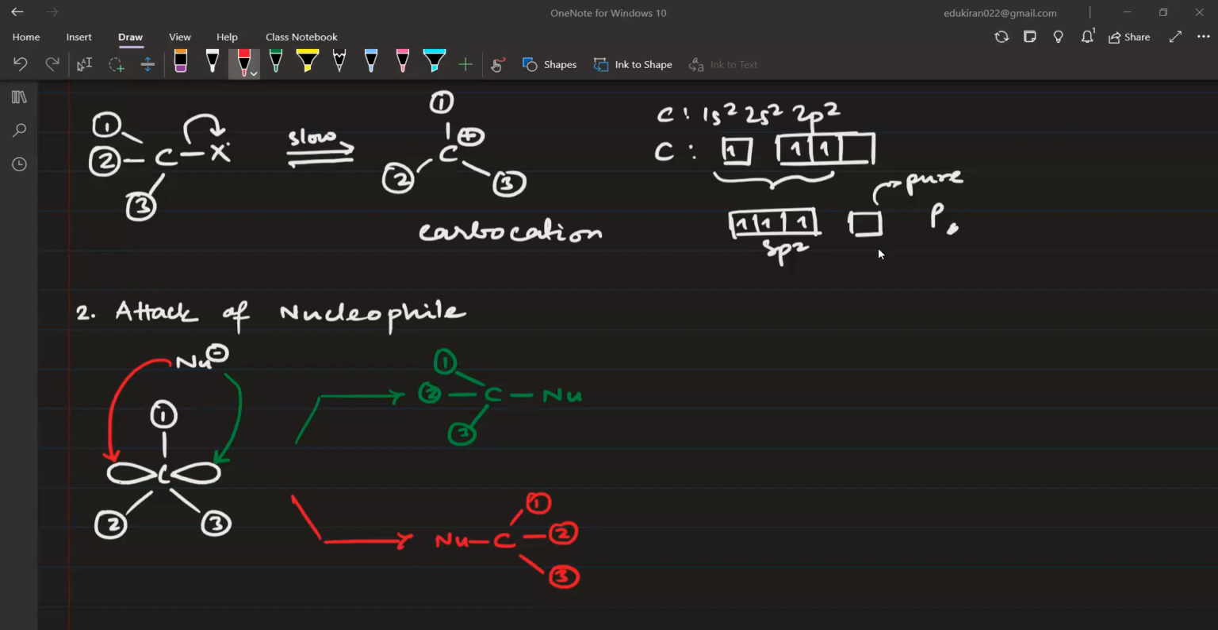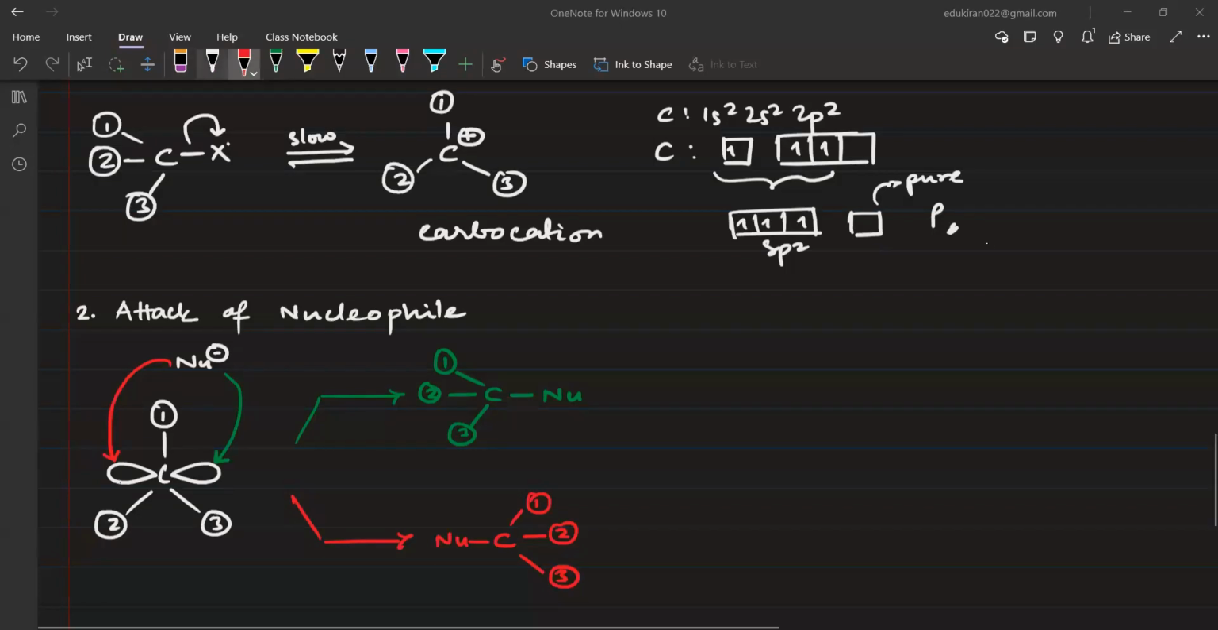Which one is similar? Look at the positions of 1, 2, and 3 and the halogen atom. You can compare the halogen with the nucleophile, and 1, 2, 3 are the same. So tell me which is similar to the reactant, the green product or the red product? Yes, the green one. Green product is similar, right?